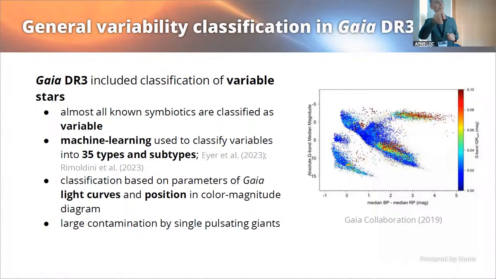This is actually the DR2 figure, but you see that the variable types are populating the whole HR diagram. But given that the classification here was based on Gaia light curves, and it's more complicated than that, but let's say the position in the color-magnitude diagram is similar to what you see, then the problem here was the contamination by single pulsating giants. I will not talk more about it. I have some extra slides. If you're interested, then in discussion we can talk about that.